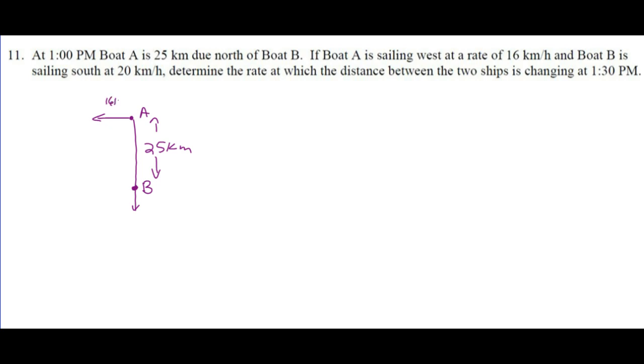So, let's say 16 kilometers per hour, 20 kilometers per hour, and there's a certain distance between them. So, and this is the distance between the two ships. Okay. Right angle triangle there because we got west and we got south.